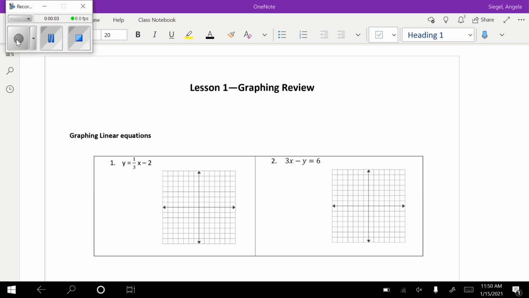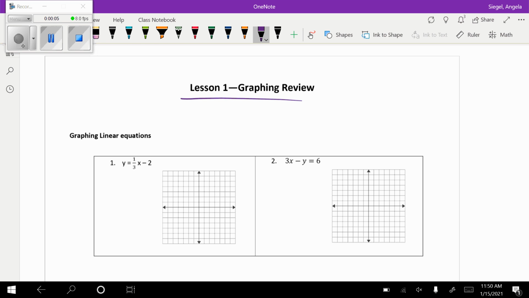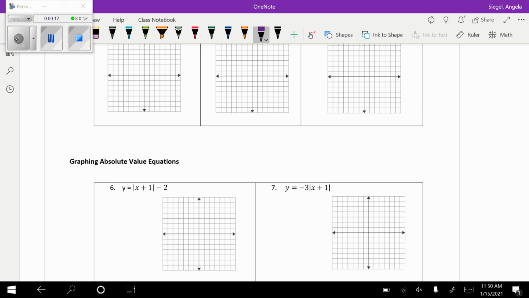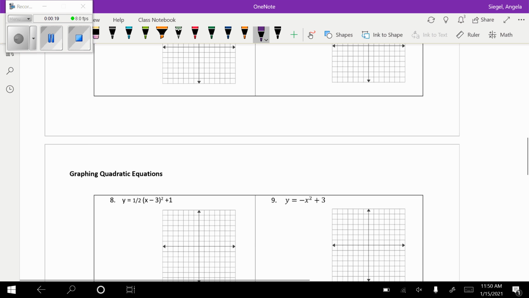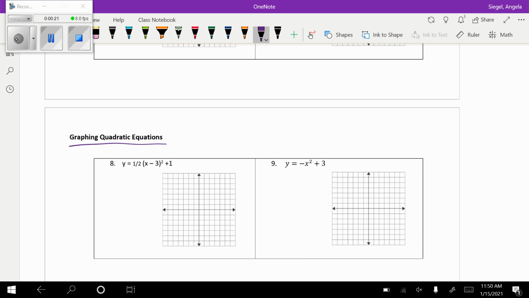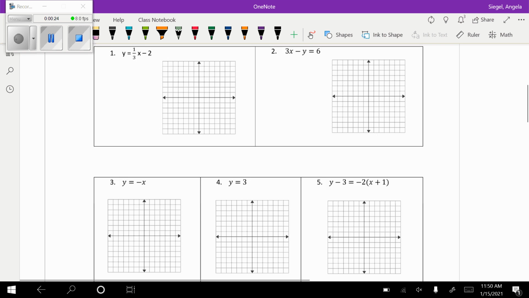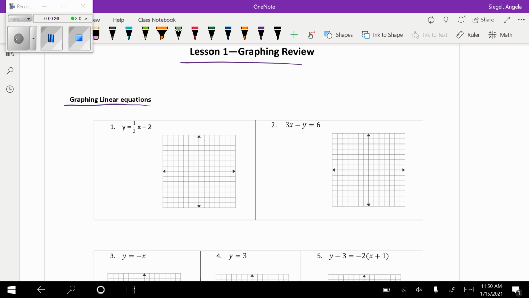Hi guys, welcome to our first lesson of Algebra 2B, and we are just going to do a review on graphing. If you'll notice, we have three different types of graphs that we're going to talk about today: graphing linear equations, graphing absolute value equations, and finally graphing quadratic equations. So you've had all three of these. We're just going to practice some stuff.